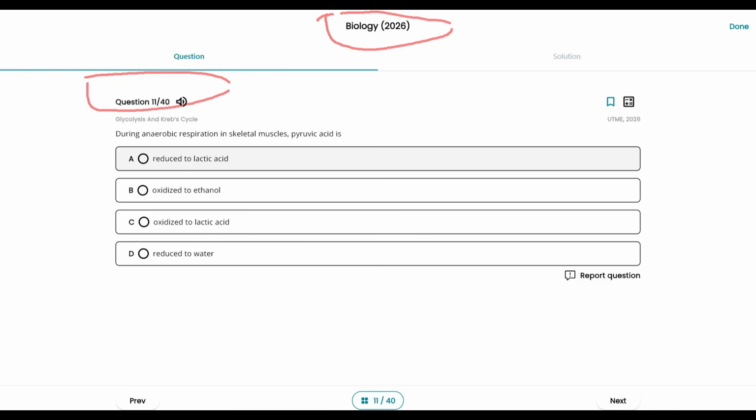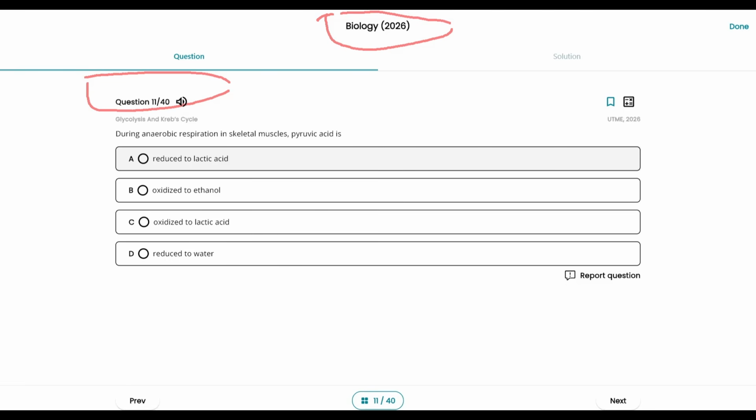During anaerobic respiration in skeletal muscles, pyruvic acid is: A, reduced to lactic acid; B, oxidized to ethanol; C, oxidized to lactic acid; D, reduced to water. Let me read the question again so you can understand.